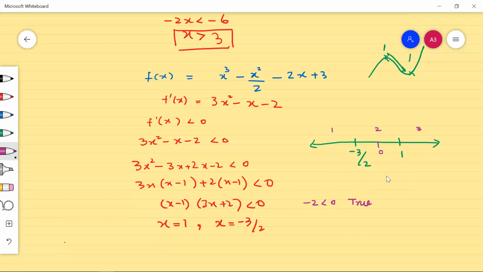So we write the inequality that x would be less than 1 and greater than minus 3 by 2. This will be our final answer. So this is the interval where the function f of x is decreasing: x is greater than minus 3 by 2 and less than 1.